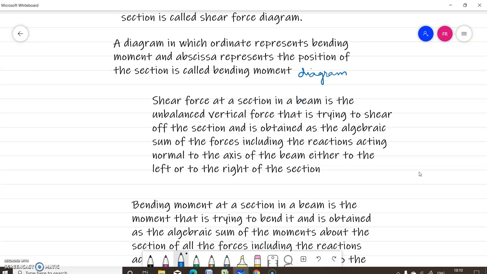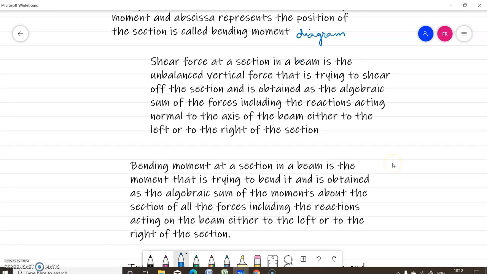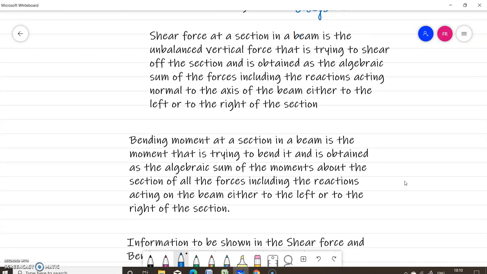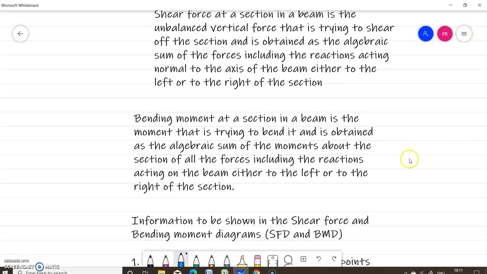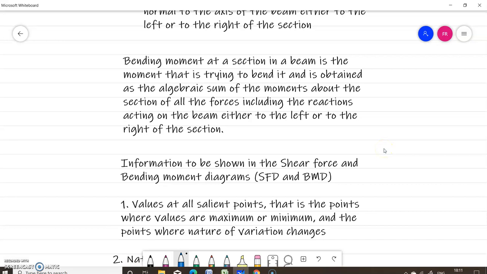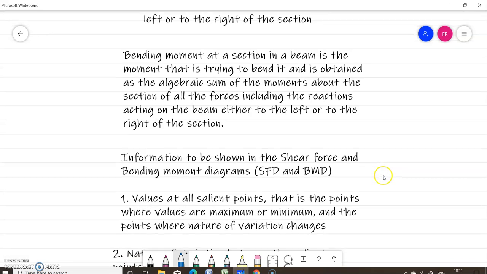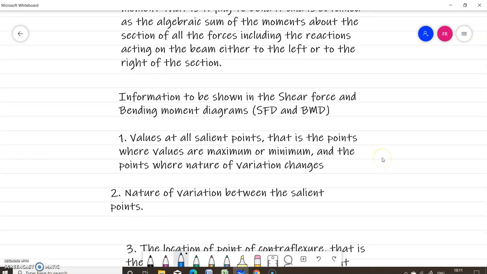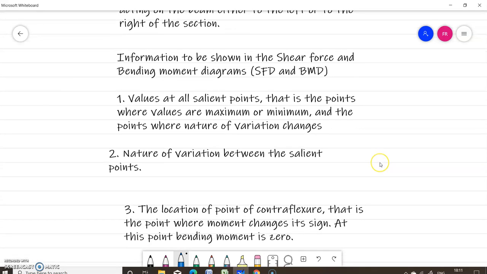What is the meaning of shear force at a section? Shear force at a section in a beam is the unbalanced vertical force that is trying to shear off the section and is obtained as the algebraic sum of the forces including the reactions acting normal to the axis of the beam either to the left or to the right of the section. So what is bending moment? Bending moment at a section in a beam is the moment that is trying to bend the beam and is obtained as the algebraic sum of the moments about the section of all the forces including the reactions acting on the beam either to the left or to the right of the section.